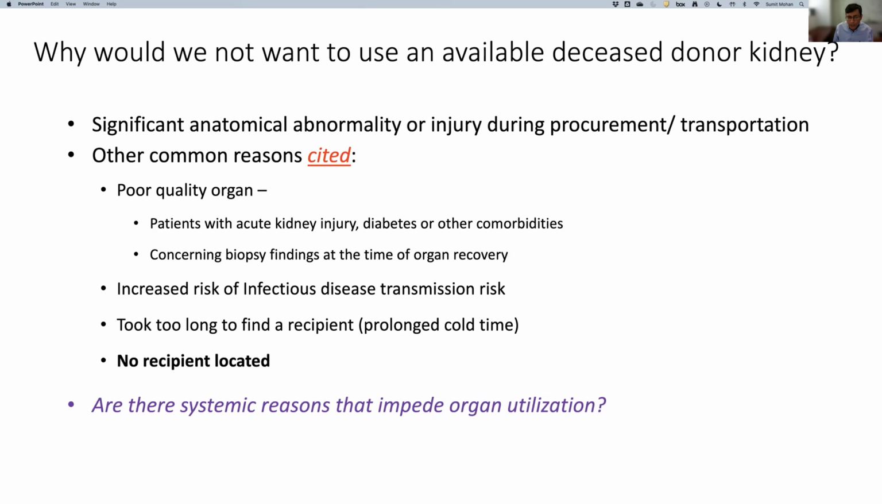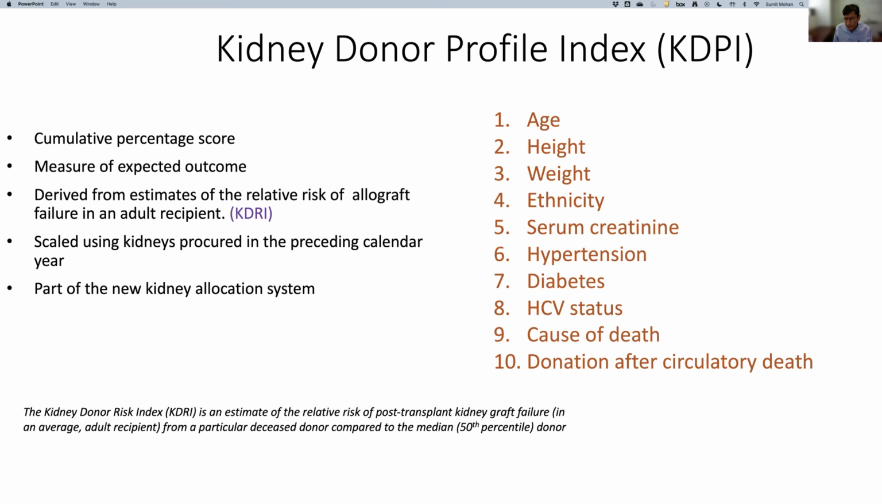So if that's not true, the question then begs the question, are there systemic reasons that impede organ utilization? And in order to answer that question, we've got to do a little bit of background work. So like I said earlier, in the 2014 edits and evolution of the kidney allocation system, we brought in the kidney donor profile index, which is essentially a composite score of organ quality.